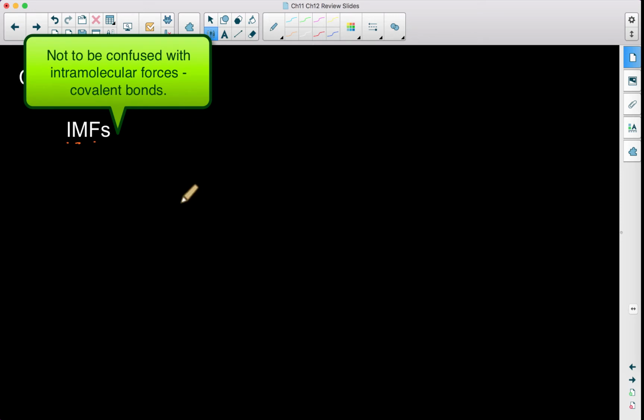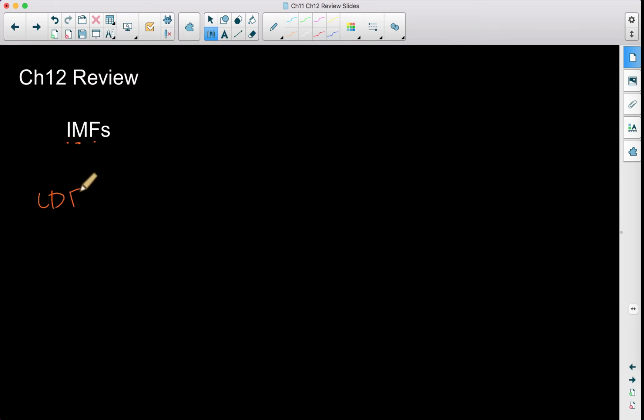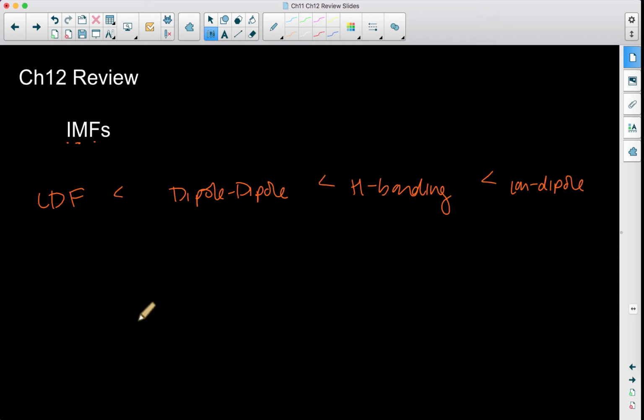And your book goes over 4 types of IMFs, where we have our London dispersion forces, we have our dipole-dipole forces, we have our hydrogen bonding, and we have our ion dipole forces. In general, this is the ordering in terms of strength. Now, what this really is, it's a measure of polarity, where these are the most polar interactions, and these are the least polar interactions. And that's basically what this is a scale of.